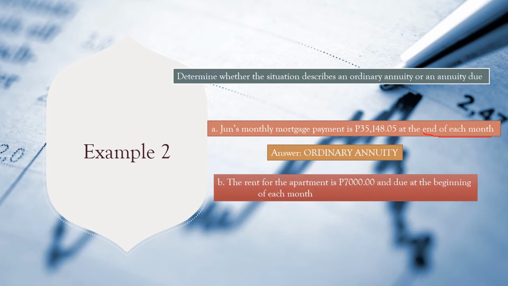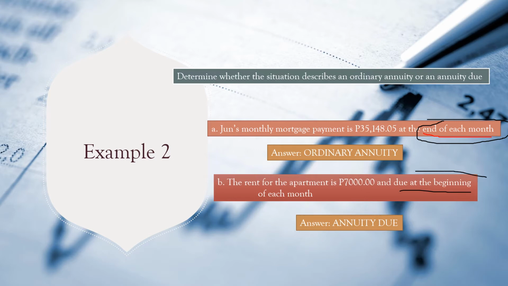Second is that the rent for the apartment is 7,000 pesos and due at the beginning of each month. So this time around, this is at the beginning. If it is at the beginning, this is an example of an annuity due. So tatandaan nyo kung ano ang ordinary annuity. This happens when payment is made at the end of each month, while in annuity due, the payment is made at the beginning.